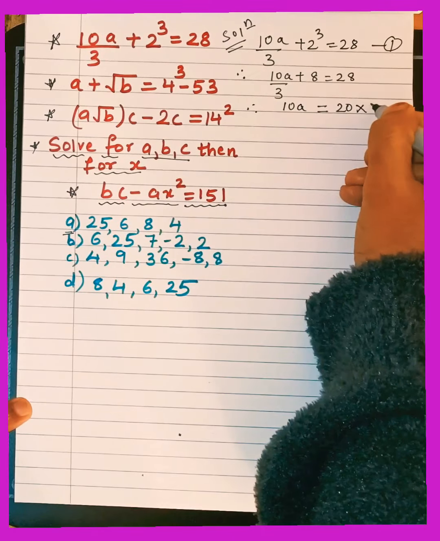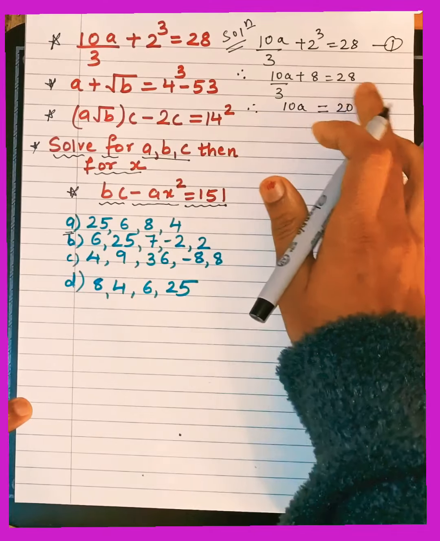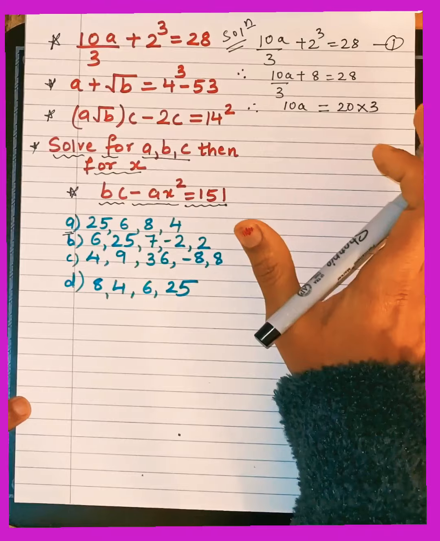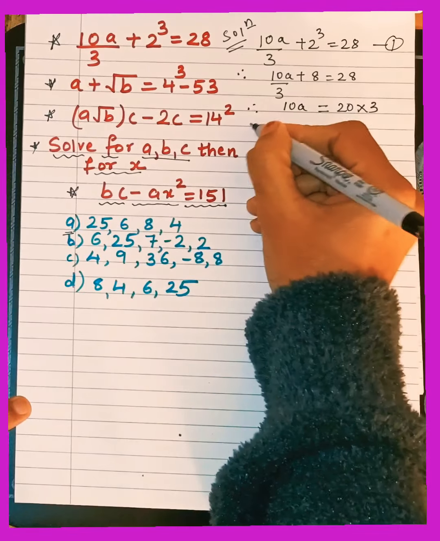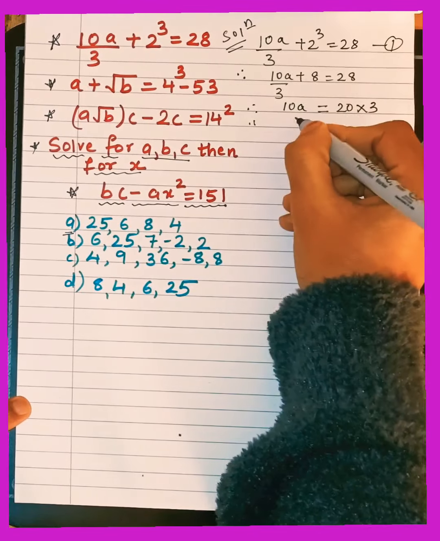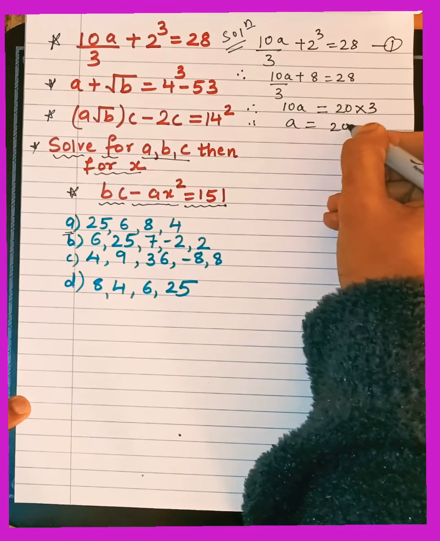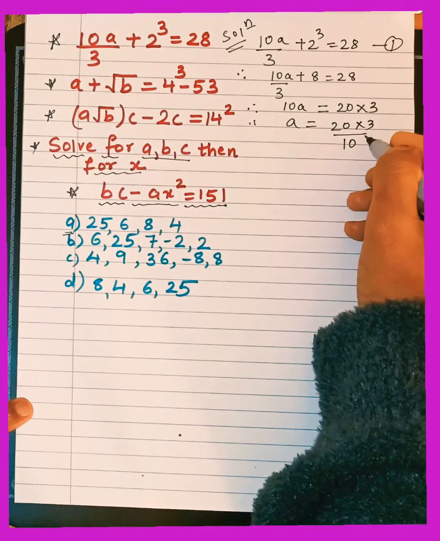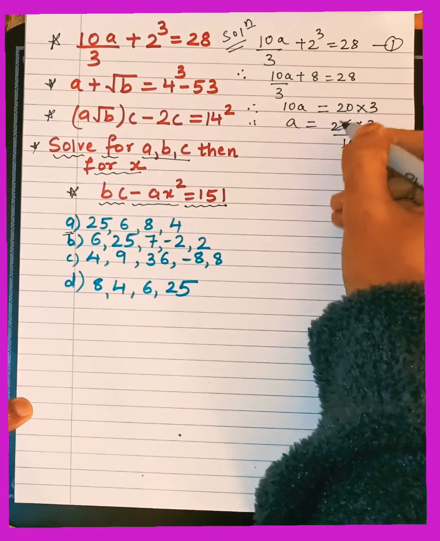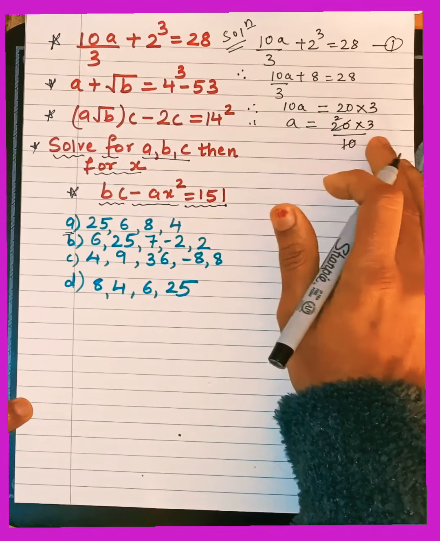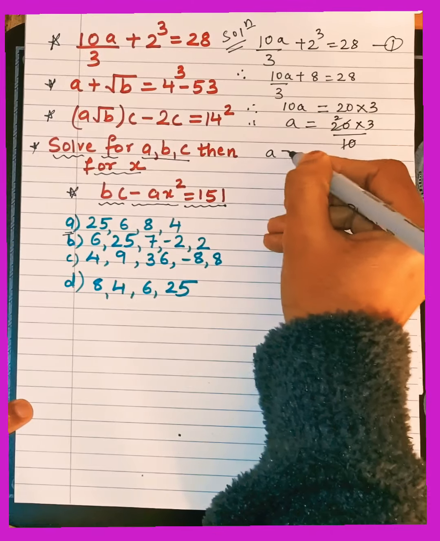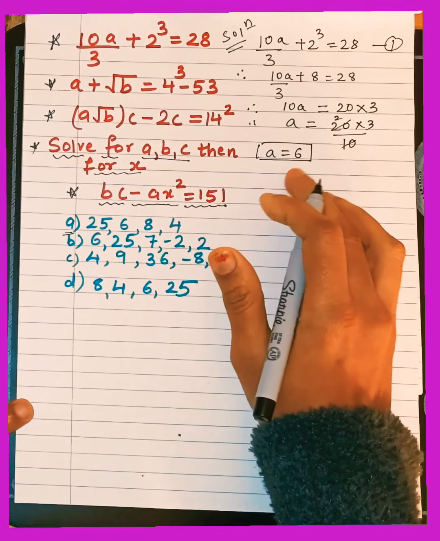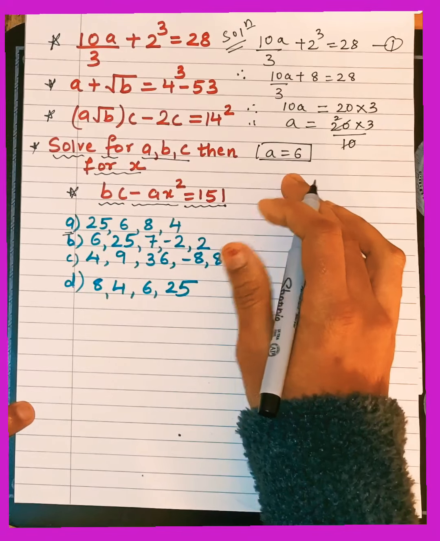And this 3 I am shifting there, it will be moved there and we will multiply with this 20. So 20 into 3. I hope you understood this step. Now this 10 I will shift to the denominator. So a will be equal to 20 into 3 upon 10. Now moving ahead with the calculation part. 10 twos are 20. So 2 into 3 is left. So a equals 6. So we got the value of the first variable, that is a. So a equal to 6 we got.